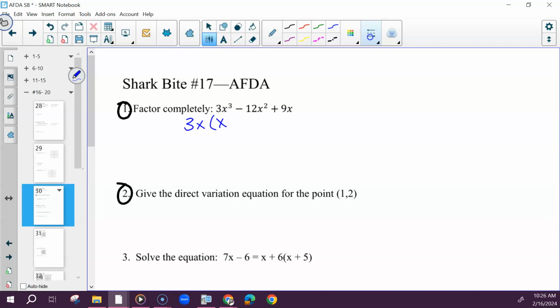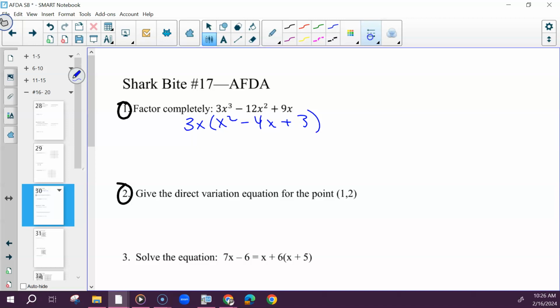So that would leave us with x squared minus, we're dividing each thing by 3, so 4x plus 3. And then because it says factor completely, we have to double check, can we factor this anymore? So it is a trinomial where we have a equals 1.